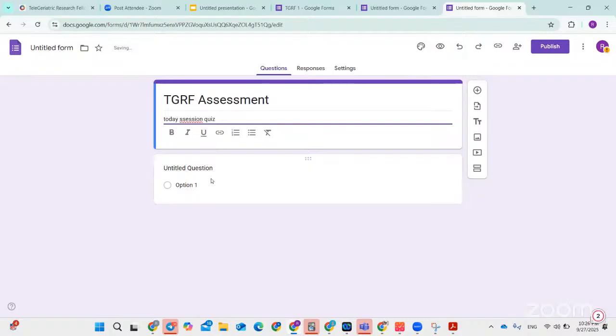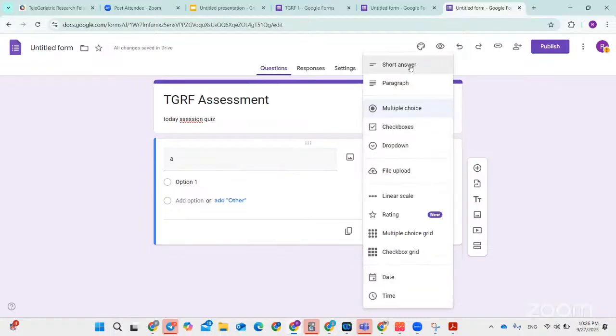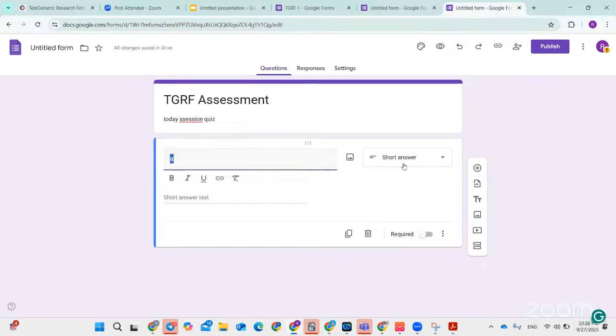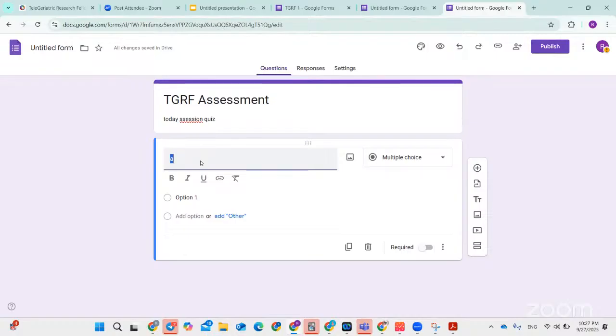Then we can move to more details. The first question can include a statement that all responses will be anonymous. You can choose which type of question, for example a short answer or a yes or no question. All responses will be anonymous, and can be used for research purposes.